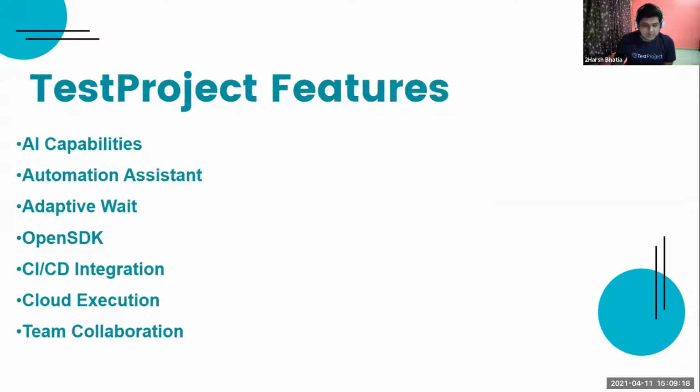Okay, so let's see some features. First of all, Taste Project is providing AI capabilities. There are some AI capabilities built into the Taste Project, which help you in creating tests, recording, and everything. Then there is an automation assistant.